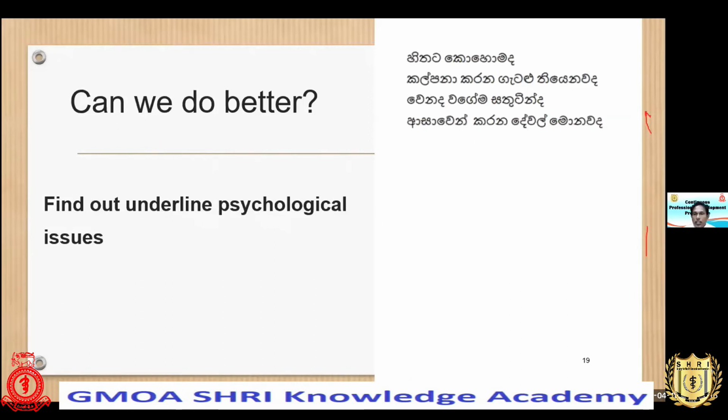වෙනද වගේම සතුටින් දින්නේ. වෙනද වගේ ආසාවෙන් කරන දේවල් දැනුත් කරනවද? ඔයා මේ දවස්වල ආසාවෙන් මොනවද කරන්නේ? And people might say, අනේ ડોක්ටර් මට කිසිම ආසාවක් නැහැ, කිසිම දෙයක් කරන්න උවමනාවක් නැහැ. So that is how you have to learn these Sinhala words too. That is a skill. Then only will you get the real story out of the patient.